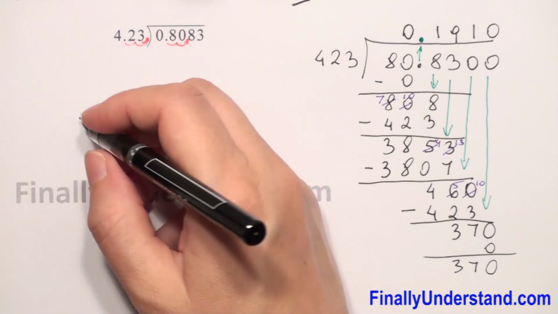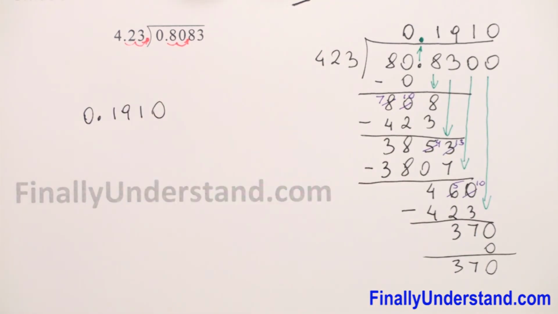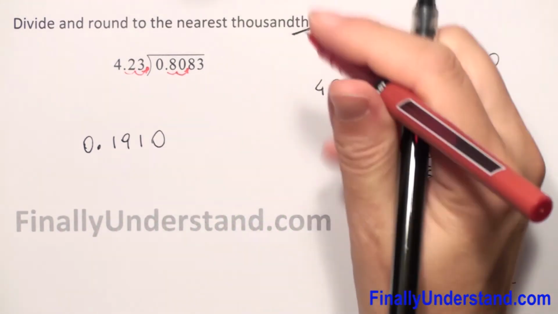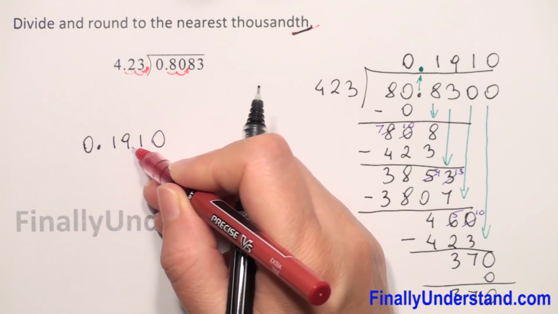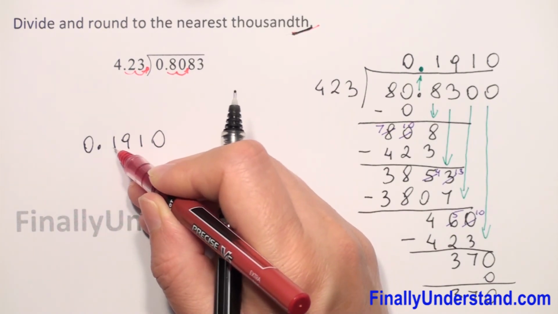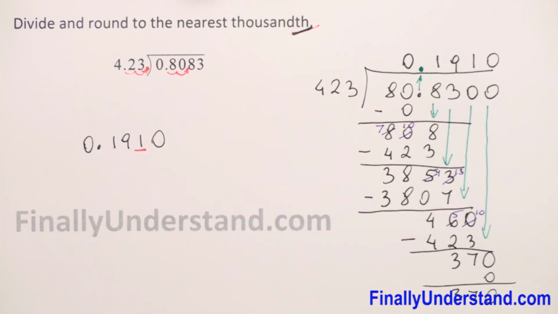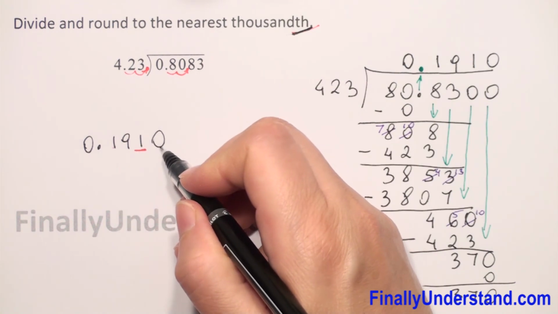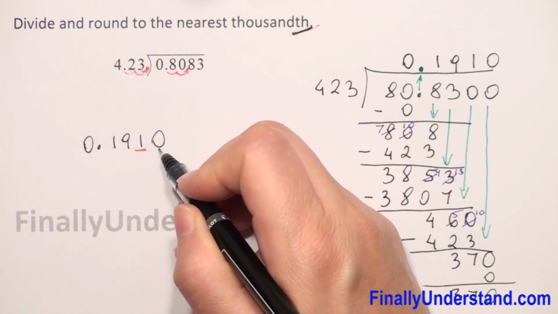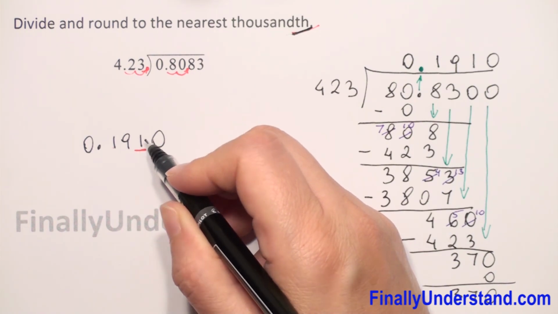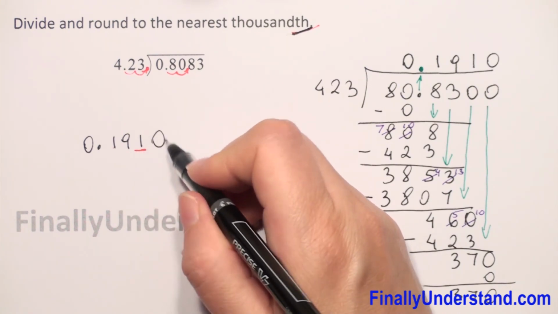So we got 0 decimal point 1910 because we need to round to the nearest thousandth, so we have to underline thousandth. Thousandth is 3rd digit after decimal point. 10th, 100th, thousandth. We underline thousandth. And now we check the digit after our underlined digit, it is 0. When we have number less than 5, what we have to do? Nothing. We just copy whatever we have, and after our underlined digit, we change the digits to 0.